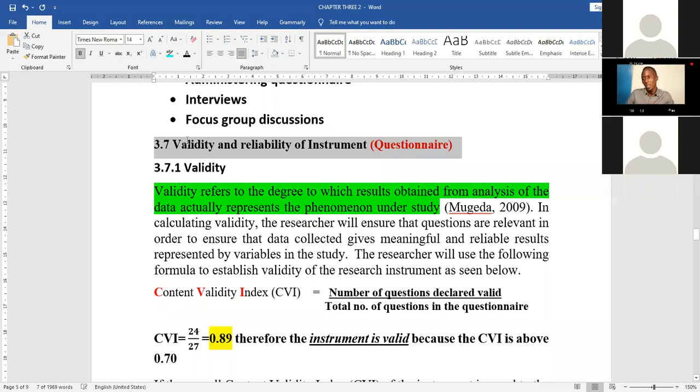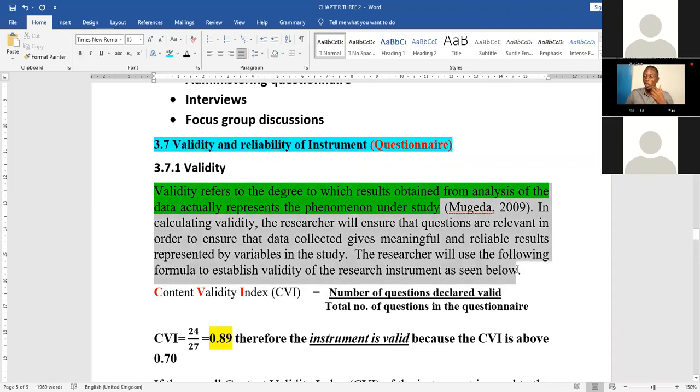So let us start with validity. Here we have validity and reliability of the instrument. Now, these are two things. There is validity and there is reliability. So let us start with validity. Of course, this information you're supposed to copy and paste there just like that. Because you are not supposed to copy this information from the internet. You're supposed to get it from other people's dissertations.